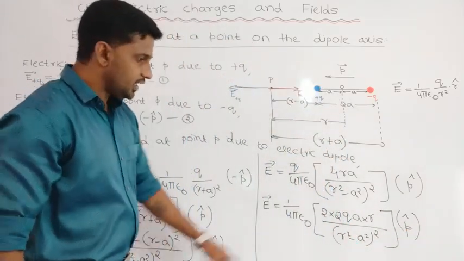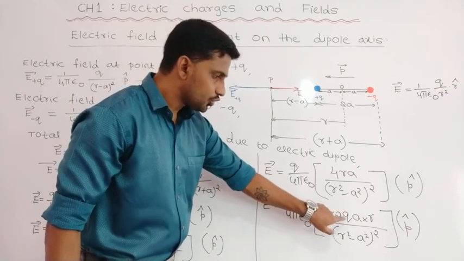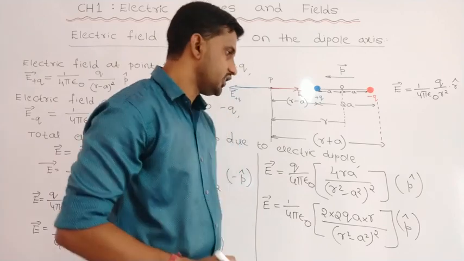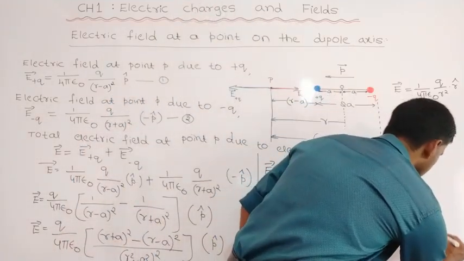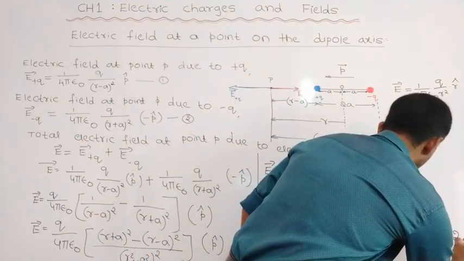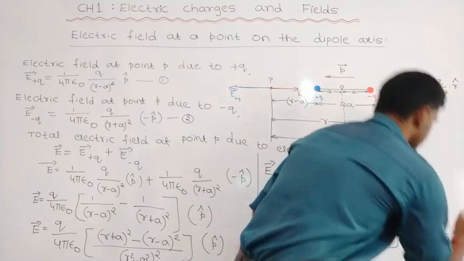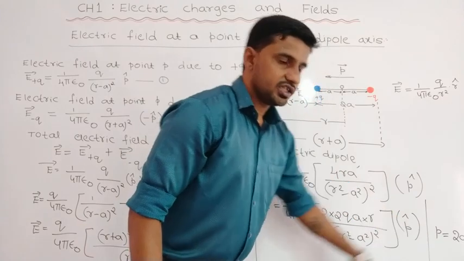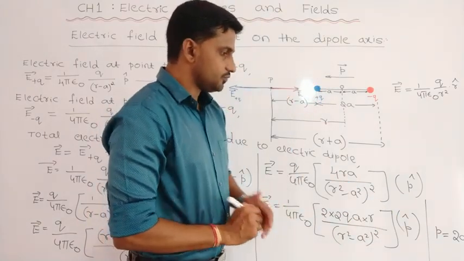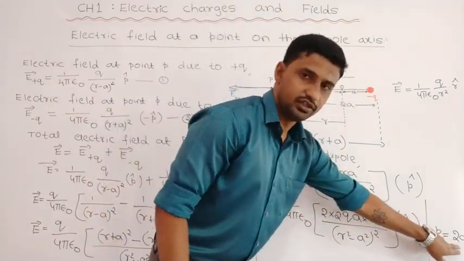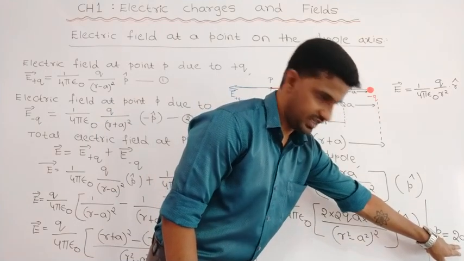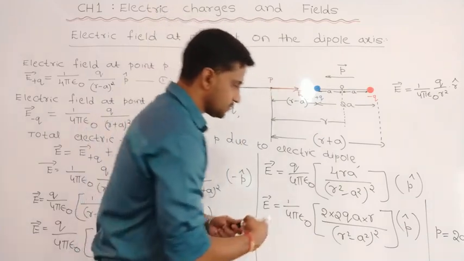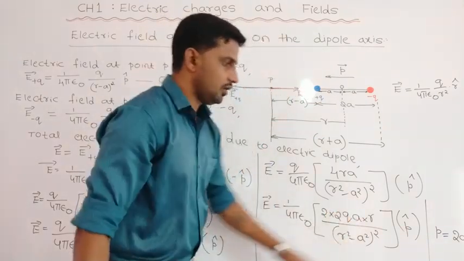But here, see here, 2QA. 2QA is nothing but electric dipole moment. We know that electric dipole moment P is equal to 2AQ. This is the magnitude of electric dipole moment. Electric dipole moment is the product of the magnitude of one of the charges and the distance between the two charges. Then it is called electric dipole moment. So I can substitute 2AQ as P.